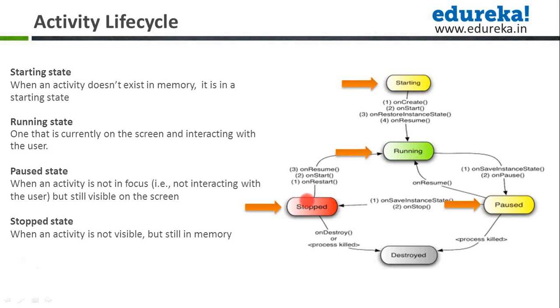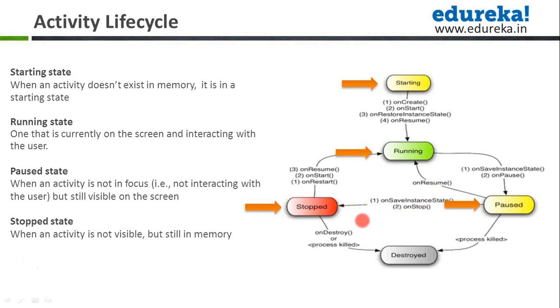Now, we're talking about mobile devices, right? We're talking about small processors. We're talking about small memories. We have to optimize memory utilization. If you talk about both of these, the pause state and the stop state, in both of these states, the user is actually not interacting with the activity or the application, not using it at all, right? This means they're just eating up your memory and they're of no use actually, right?